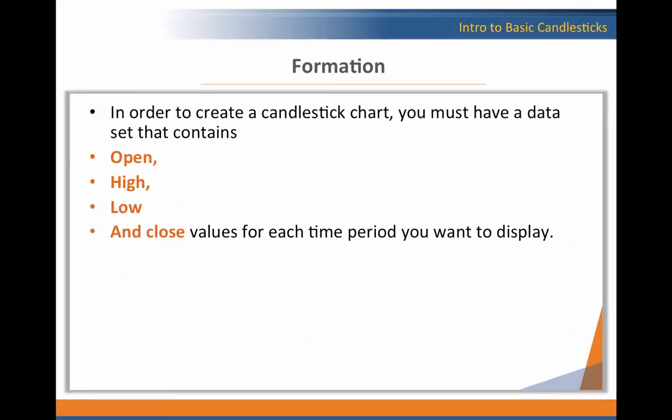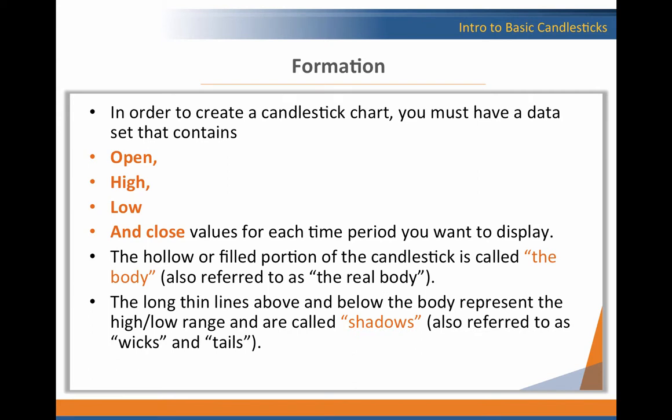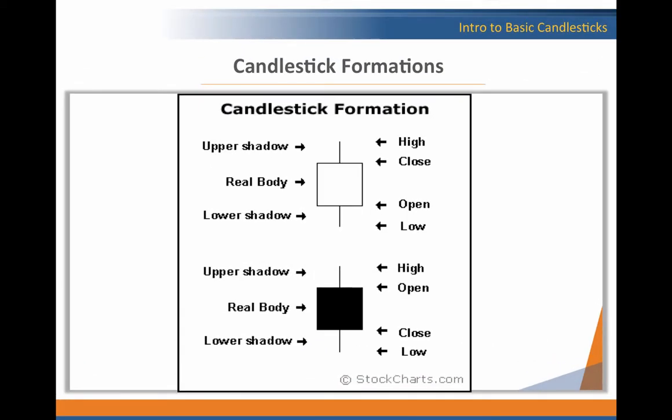Let's look at candlestick formation. In order to create a candlestick chart, you must have a data set that contains an open, high, low, and close value for each time period you want to display. The hollow or filled portion of the candlestick is called the body, also referred to as a real body. The long thin lines above and below the body represent the high-low range and are called shadows, also referred to as wicks and tails.